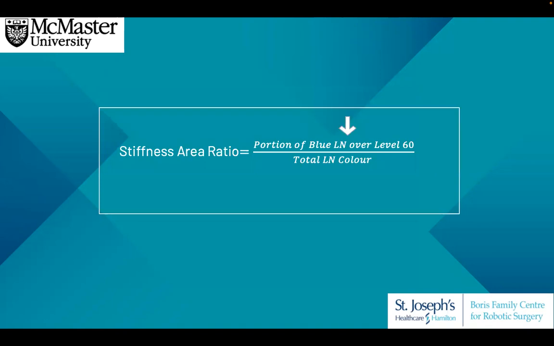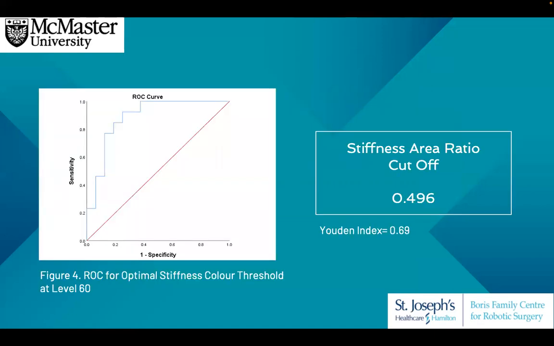Now that we identified the blue threshold to be level 60, meaning the numerator of our stiffness area ratio is now the proportion of color at level 60 or above, we can move on to determining the best stiffness area ratio cutoff to distinguish malignant and benign lymph nodes. Based on the data points of the receiver operating curve, 0.496 was chosen as a stiffness area ratio cutoff for two reasons. Firstly, it had the highest sensitivity and specificity. Secondly, it had the highest Youden index of 0.69, a summary statistic for the accuracy of the data points of the ROC curve.